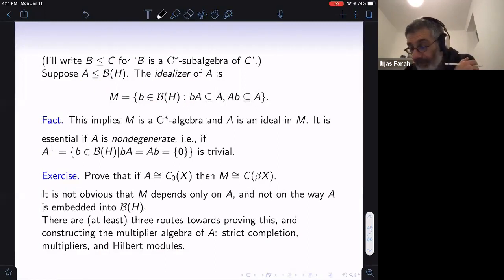And one thing that is not obvious at all is why M should depend only on A. Because already for separable C-star algebras, representation theory is quite a rich subject, and sufficiently complicated C-star algebras have a very complicated representation theory, so that they can be represented in continuum many different ways. And even representations are not classifiable by countable structures, if you know some descriptive set theory. So there is no reason a priori why this M should depend only on A and not on the way that we embedded A into B(H), but it is actually true. It doesn't. So M depends only on A.